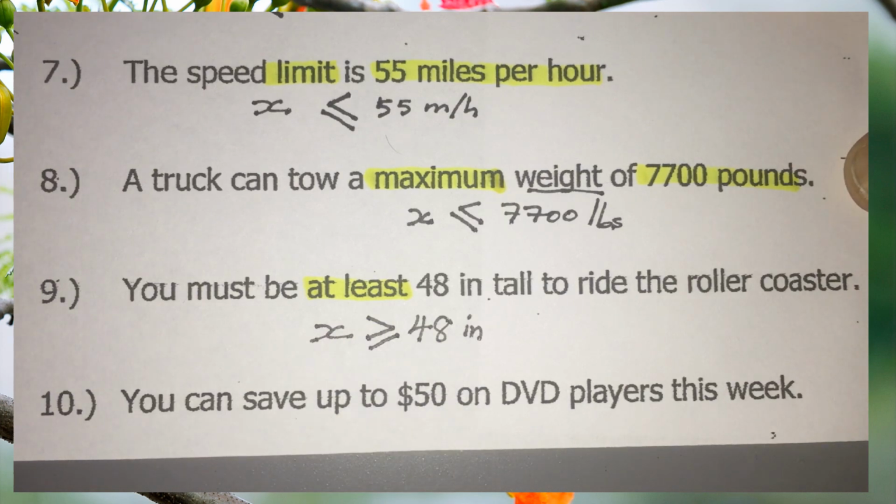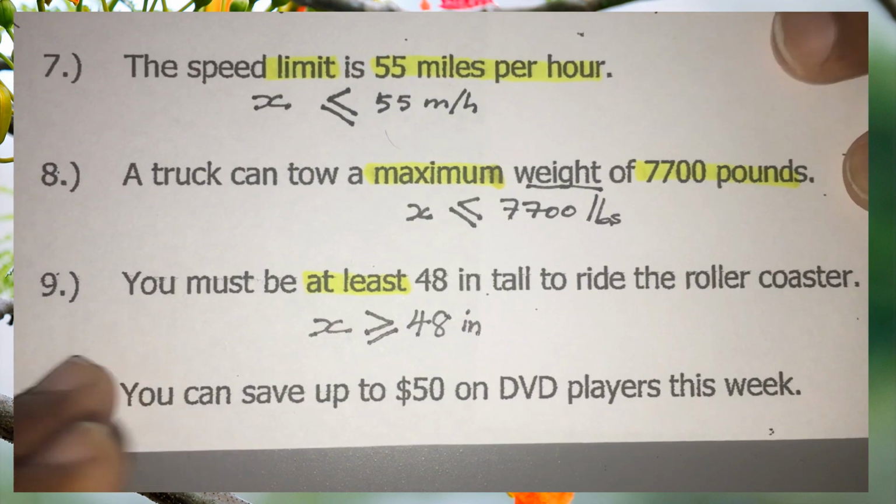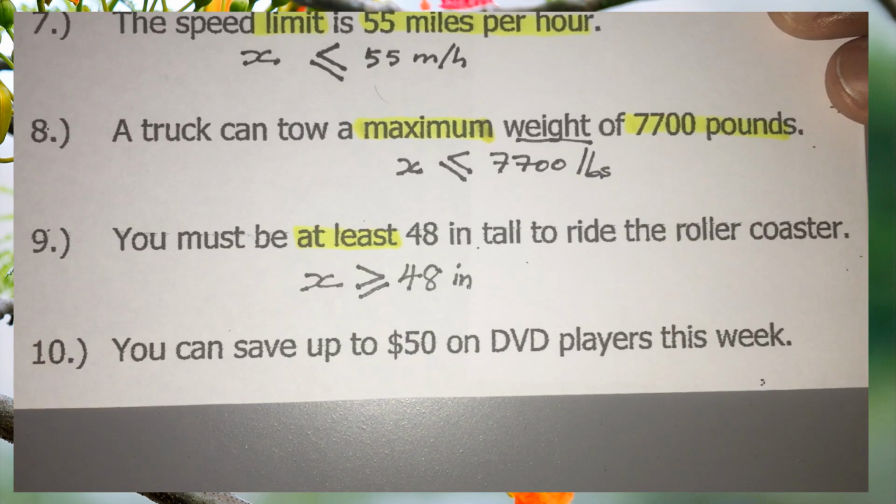And it makes sense, because if you're 50, then you can go on a ride. But if you're less than the 48, then you cannot go. Let's do this last one.